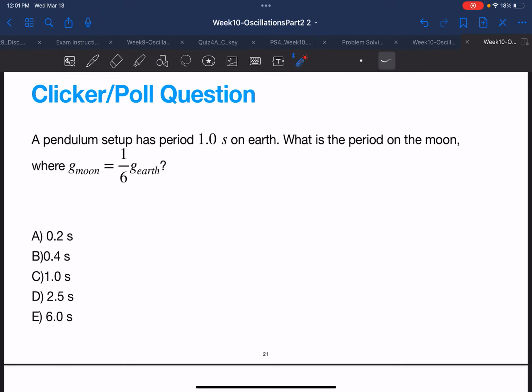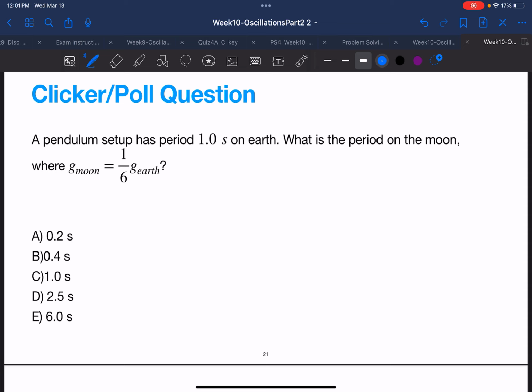The last question here is we have a pendulum setup that has a period of 1 second on Earth. What is the period on the moon, where G is this? So they don't tell us that this is a physical pendulum, because if this were a physical pendulum, they'd have to give us its mass, its moment of inertia, and other things.